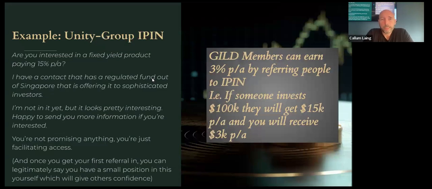So again, using the IPIN example, we have a number of partners that go out and put the IPIN in front of people. So the IPIN is a 5-year bond that Unity Group offers. If you wanted to be an introducer for that, and any guild member can be an introducer for this product, you would be talking to your investment network and you'd say, hey, look, is anyone interested in fixed income products?